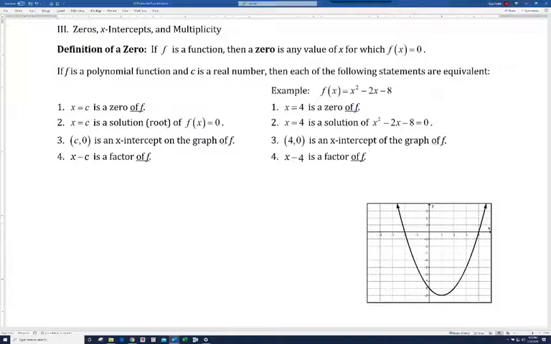So it says here, definition of a zero: if f is a function, then a zero is any value of x for which f of x equals 0. So basically, we're looking for the values of x that cause the function to equal 0.